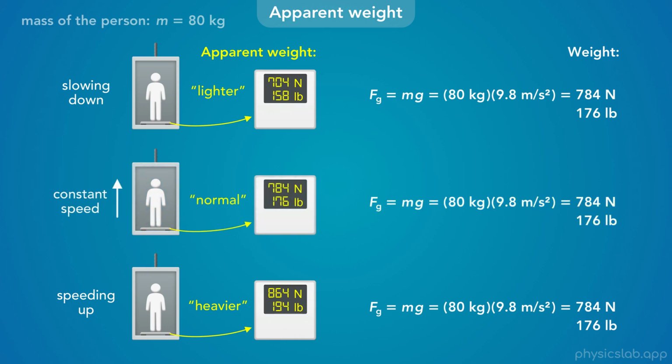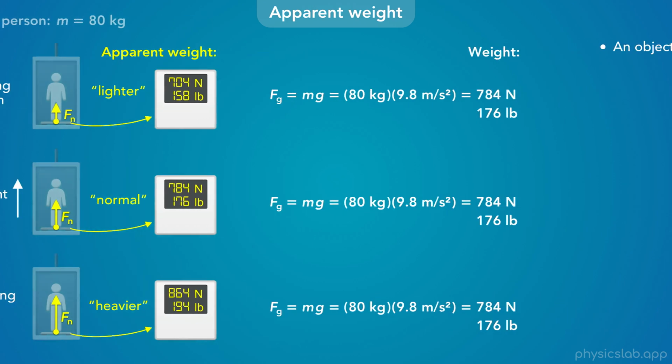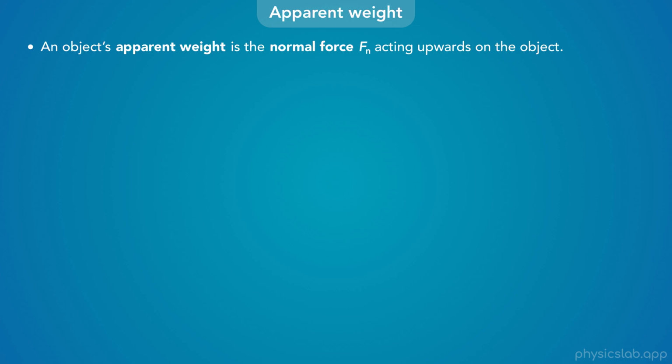So what's causing you to feel heavier or lighter? Gravity is the same in each case, and the only other force that's acting on you is a force from the floor pushing upwards against your feet, and we call that a normal force. That's the force that you feel, and that's what's changing. So an object's apparent weight is the normal force, Fn, acting upwards on the object.